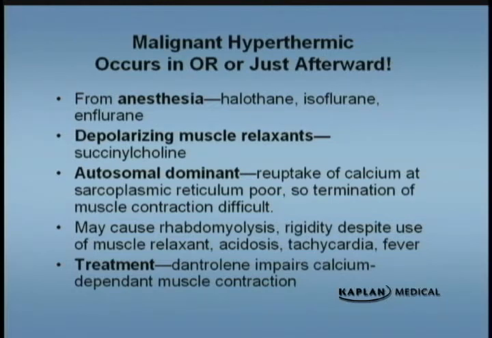The anesthesiologists often carry it around with them in case they ever get a case of malignant hyperthermia. They're prepared. This is why they're always taking the family history of problems from anesthesia before you have an operation. They're looking for this condition.